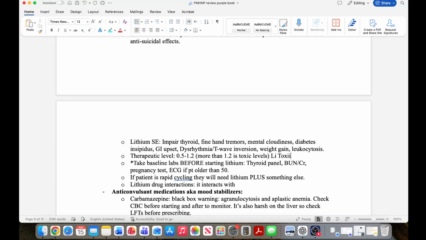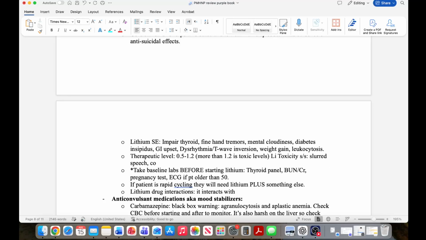Lithium toxicity side effects, signs and symptoms: slurred speech, confusion, and then severe GI upset. That means your body has a very high level of lithium, which you shouldn't reach if you're monitoring your patient's lithium levels regularly. So no one should get to this point, right?